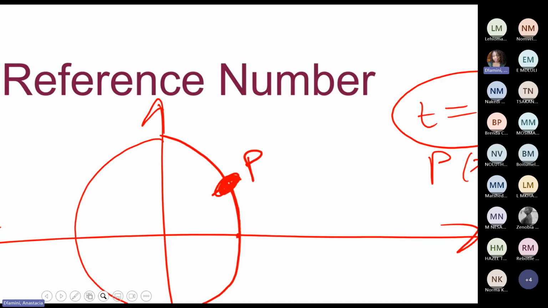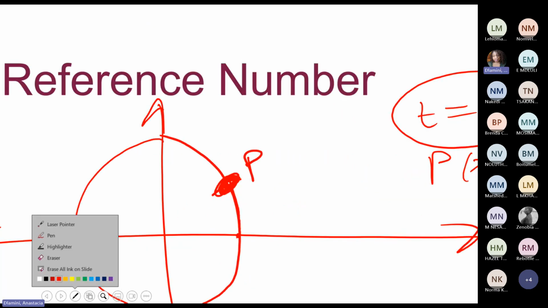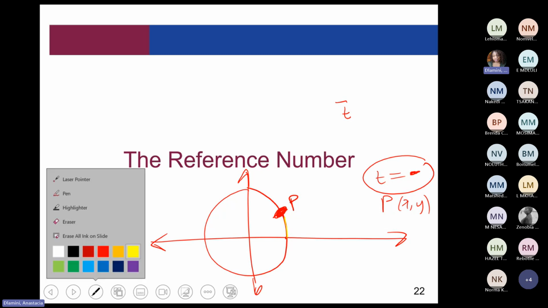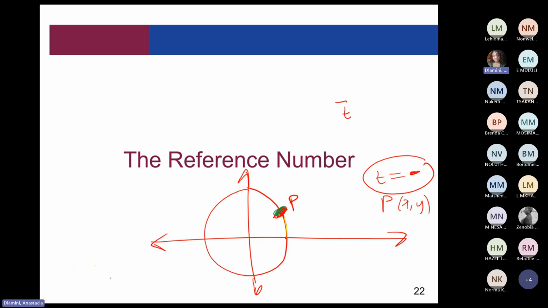Okay, now what am I doing? I don't know what I have done. Okay, it is the distance from this t to, and now the color is yellow, the shortest distance from this point to that point. That's t bar. Are we together, guys? Yes.